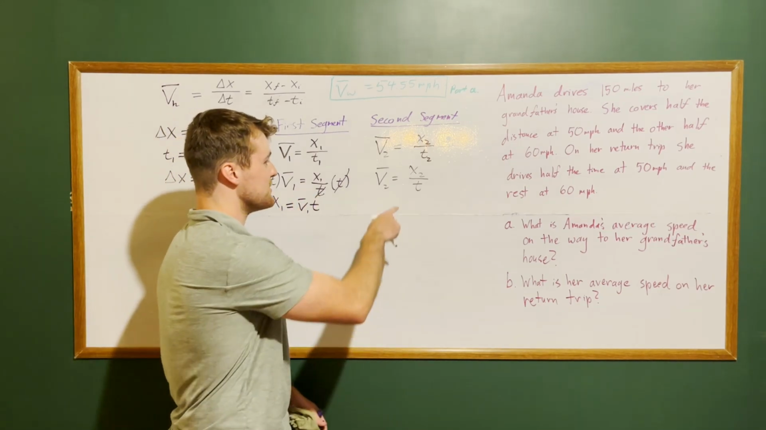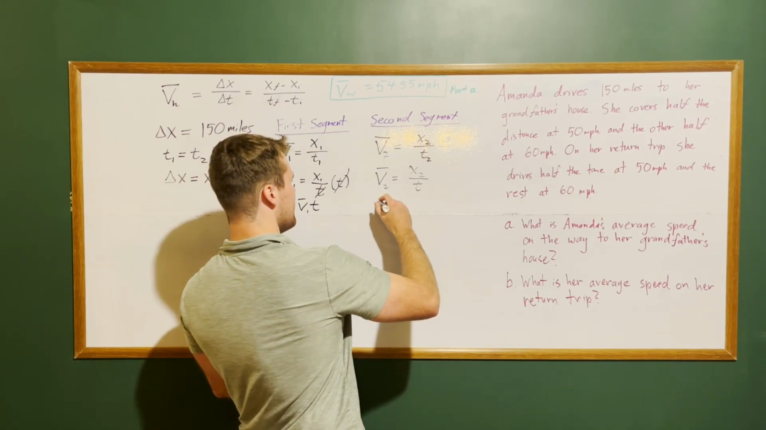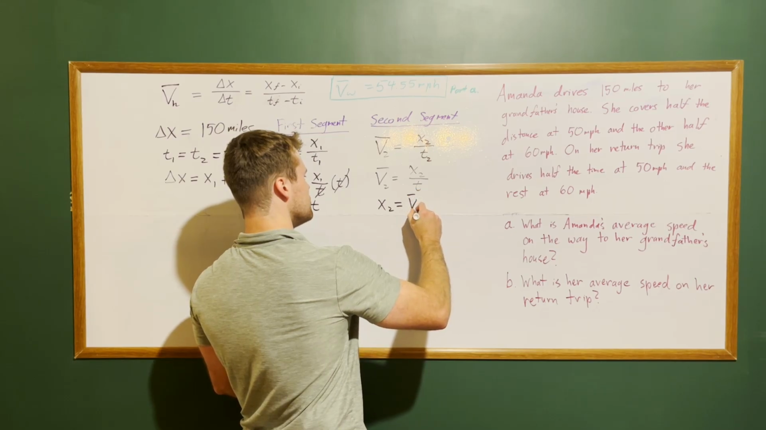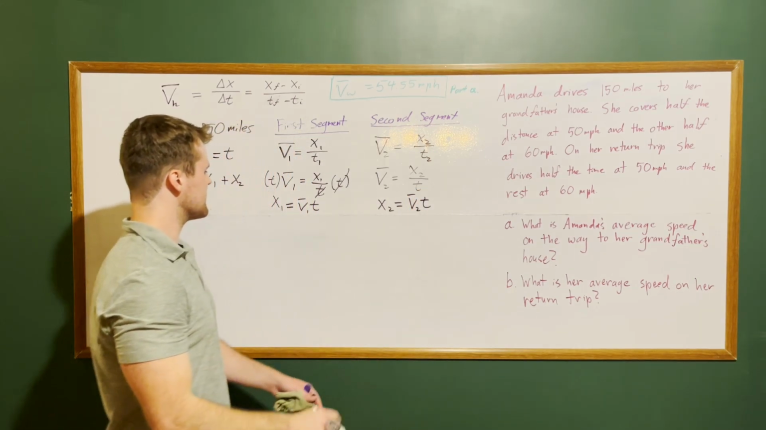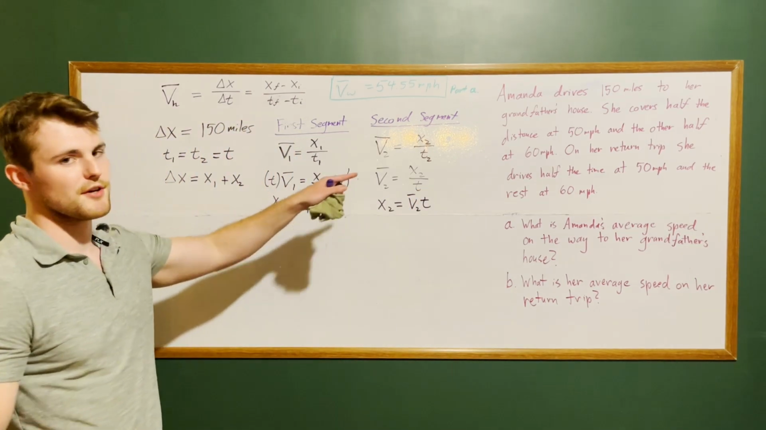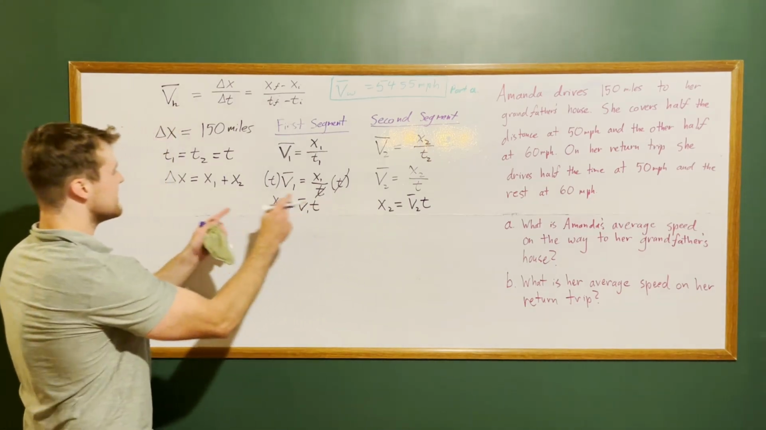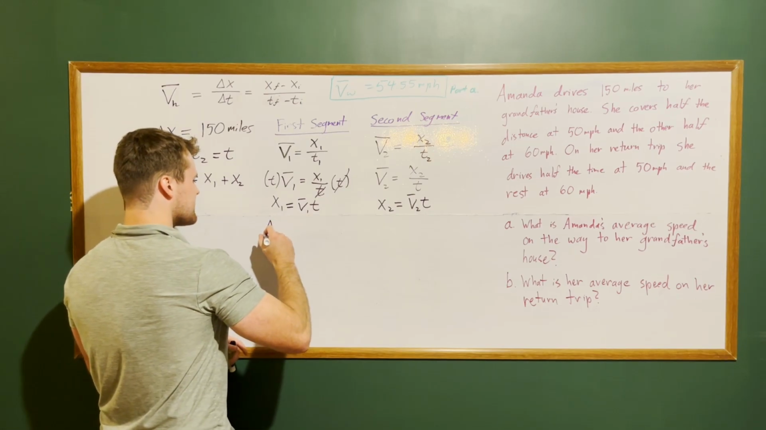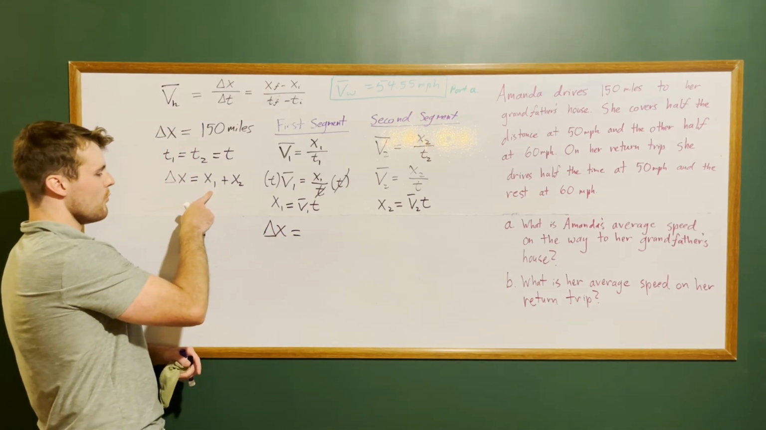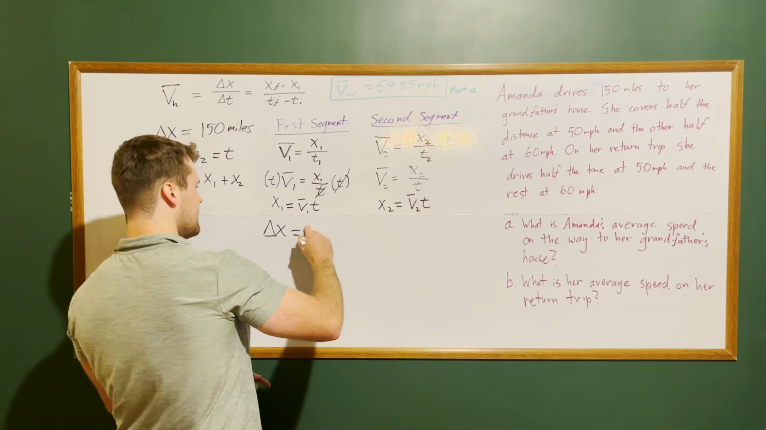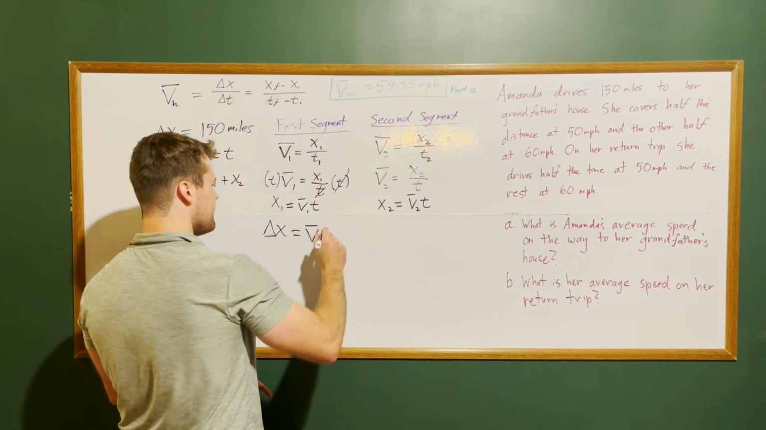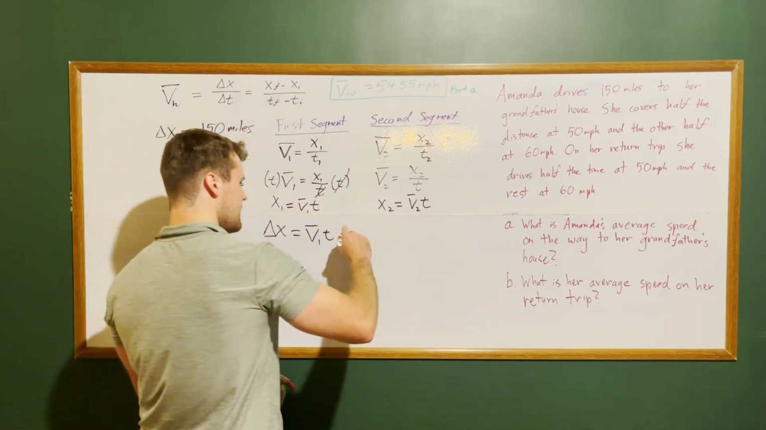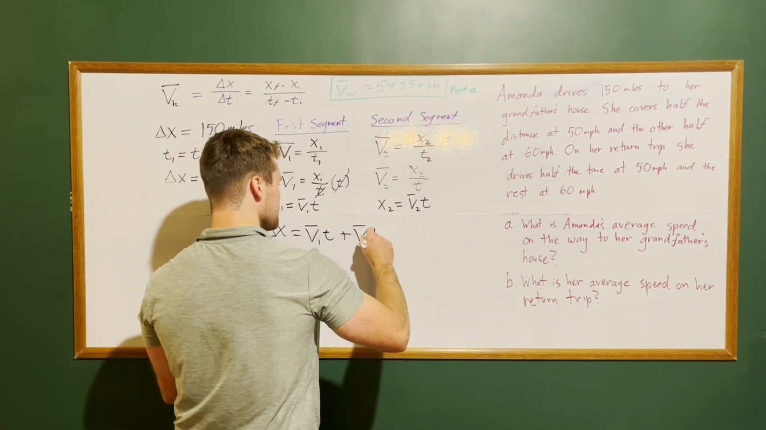Not too bad. I'm going to do the same thing for this side. x sub 2 equals v bar 2 times t. Okay, so we have x sub 1 and x sub 2 in terms of our other variables. Now I'm going to plug these into here, and let's see what happens. Well, we have delta x equals x sub 1, which is just this value, v bar 1 times t, plus x sub 2, which is just that value, v bar sub 2 times t.